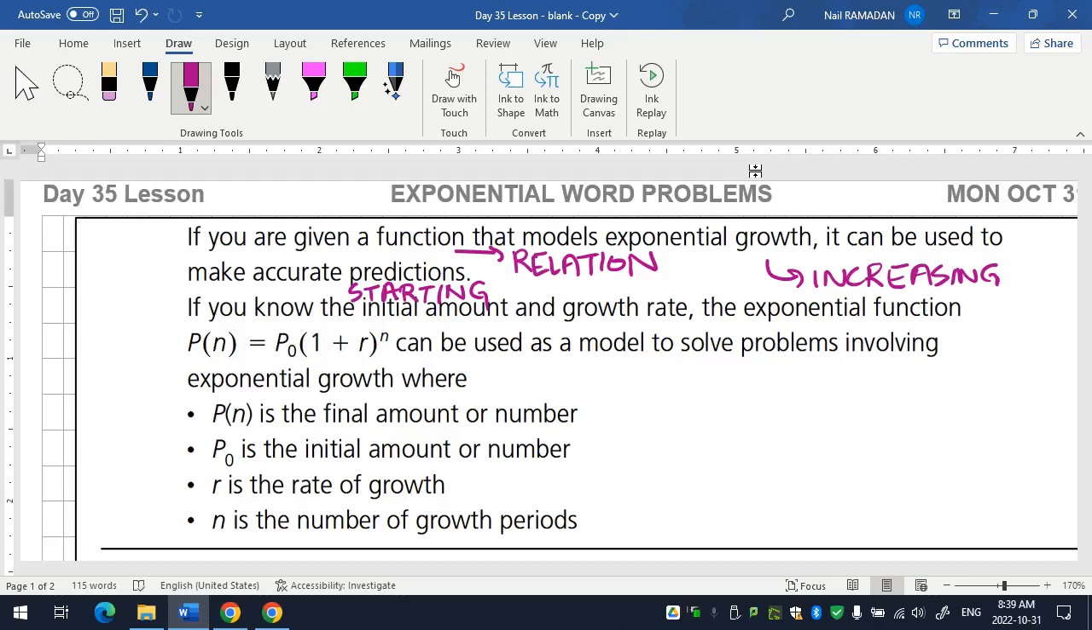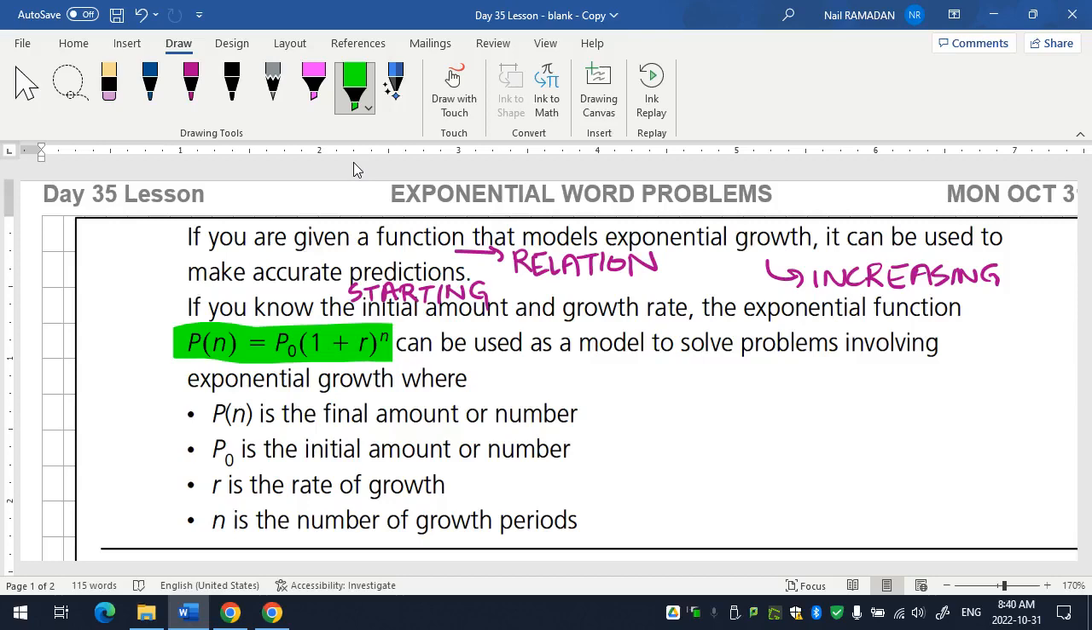The exponential function is always got to be like this. Okay, so go ahead, highlight. Oh, that's a bad color. Let's go with this. Yes. Okay, can be used as a model to solve problems involving.